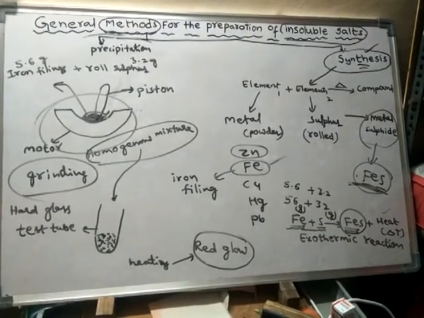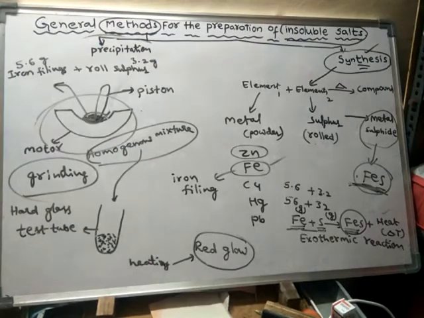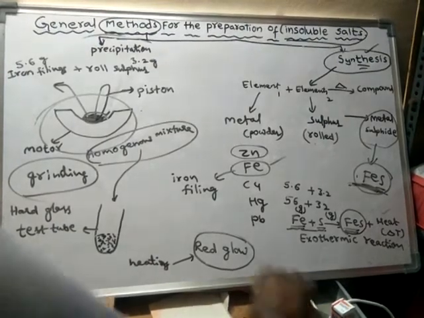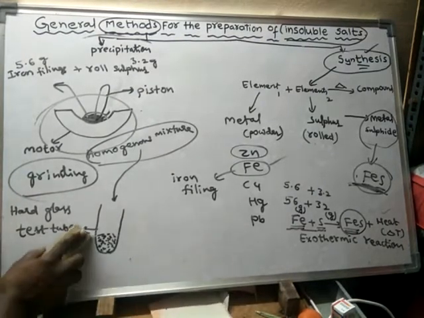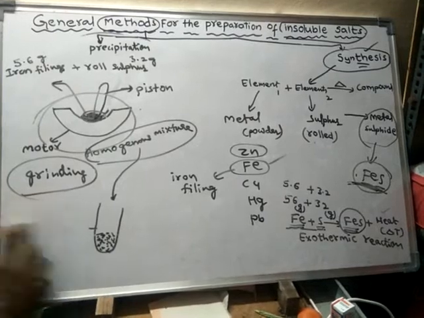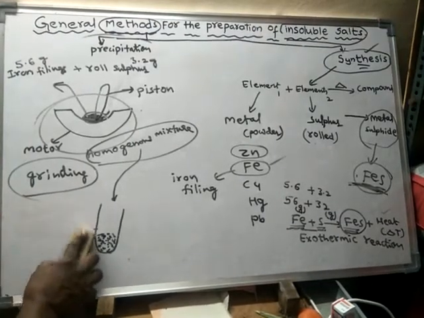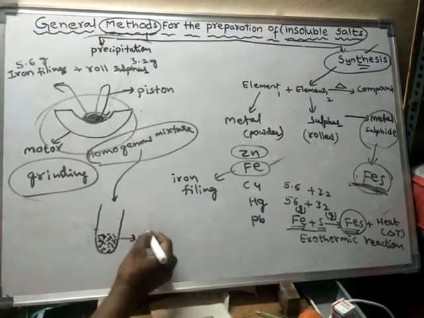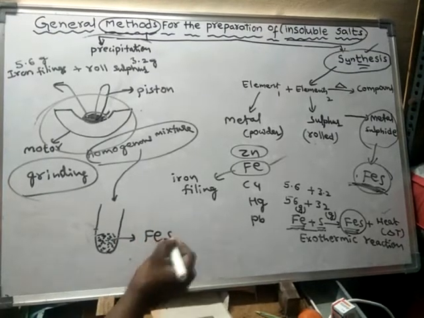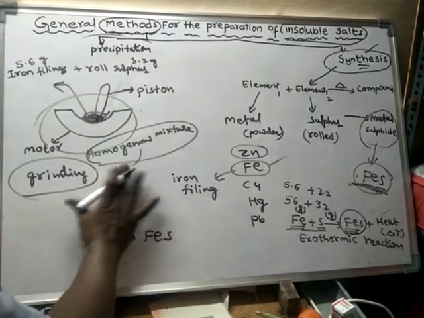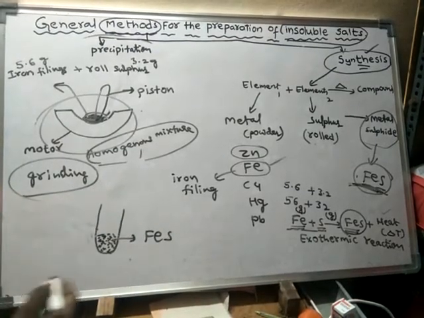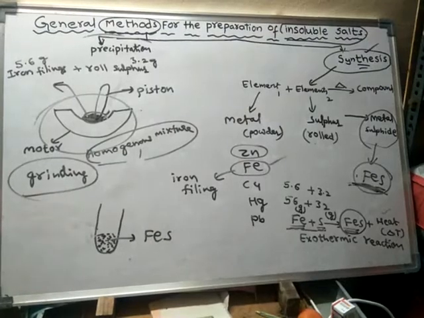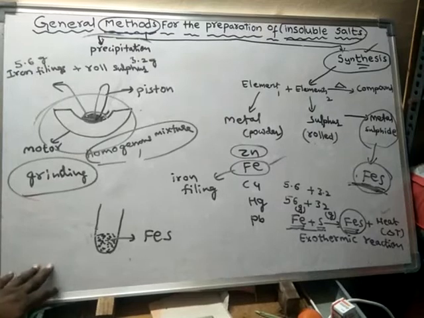In this way iron sulfide is prepared. Now what do you find in this test tube? In the test tube you will find iron sulfide, FeS. Finally, iron sulfide is prepared. Now cool this one, that means allow the test tube to cool.